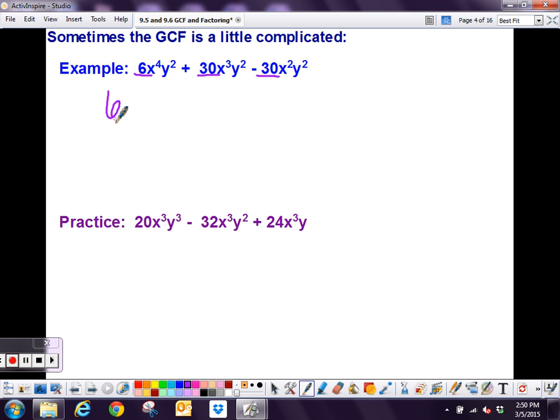Now let's look at the x's. I have an x to the fourth, an x cubed, and an x squared. They all at least have an x squared, so I can bring that out. And then now I'm going to look at the y's, and they all have at least a y squared.